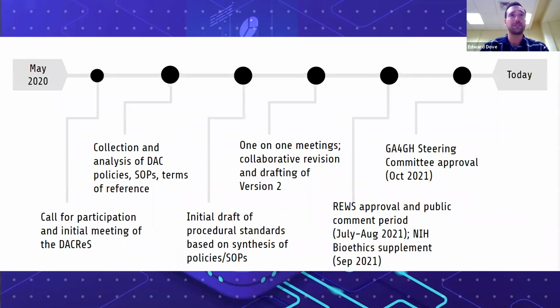So very briefly, because I know this is a very 5-minute whirlwind, I'm wrapping up in just 30 seconds. This was a long journey where we started in May 2020, right in the midst of the pandemic, and all of our work was done virtually by correspondence and Zoom calls, where we formed an initial meeting of the DACRES group, did a mapping exercise, collecting existing data access committee policies, SOPs and terms of reference, had an initial draft, iterative forms of policy development, ultimately putting the policy out for public comment in July and August 2021, and then achieving steering committee approval by the GA4GH last month after multiple iterative rounds.